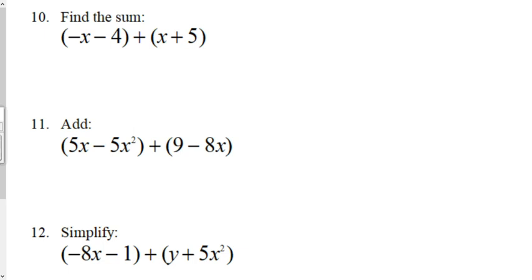Question 10 says find the sum. You could also say add. You could also say simplify. You could also say gather like terms. They all mean the same thing.